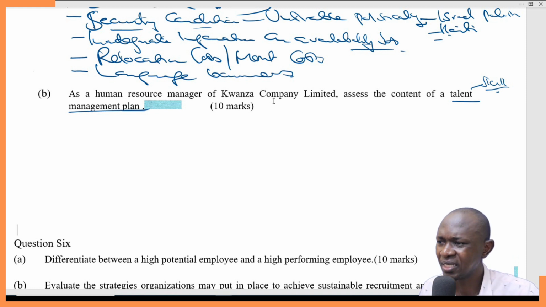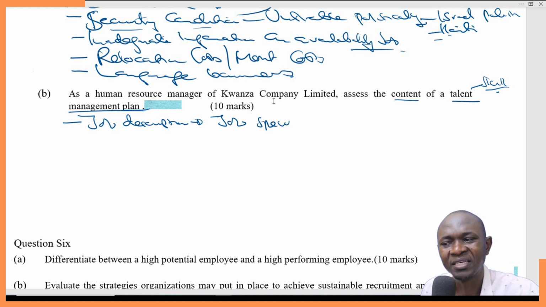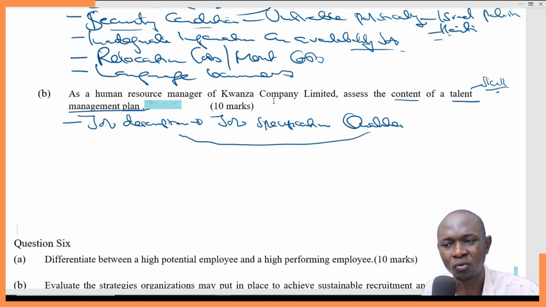So, what are some of the contents of a talent management plan? It all starts at this job description level. Job description: what are the roles and responsibilities? And after we have identified the roles and the responsibilities, the job specification: what are the qualities of the person who can best tackle this job? That is where the whole journey is.